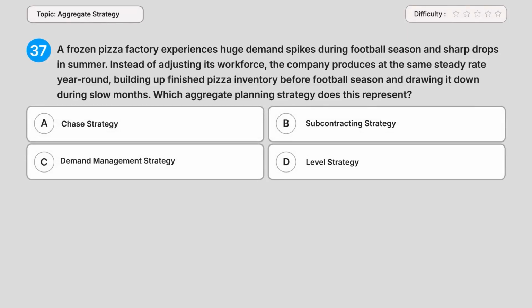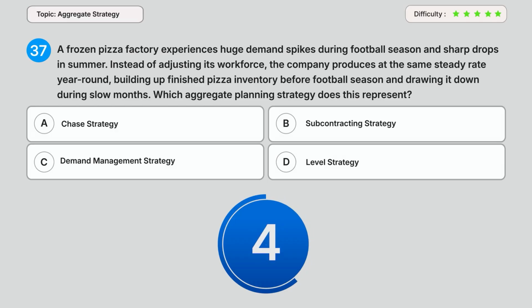37. A frozen pizza factory experiences huge demand spikes during football season and sharp drops in summer. Instead of adjusting its workforce, the company produces at the same steady rate year-round, building up finished pizza inventory before football season and drawing it down during slow months. Which aggregate planning strategy does this represent? A. Chase strategy. B. Subcontracting strategy. C. Demand management strategy. D. Level strategy. What do you think is the answer?